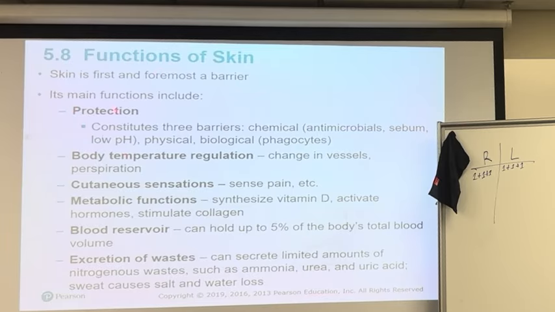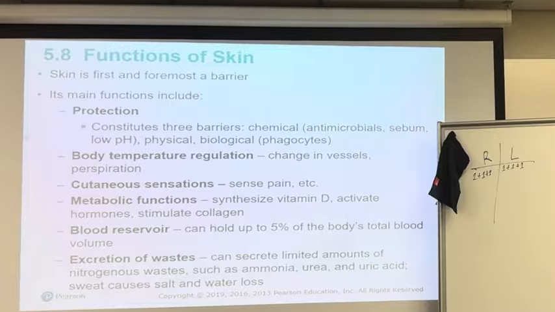So now we all know about the functions of the skin. We know protection and body temperature regulation. Do you know how your skin is associated with body temperature regulation? Because it has all the sweat glands, through the sweat glands, changes in vessels, and perspiration. And what about the cutaneous sensation? For sensation, you have all these touch receptors. And then the metabolic function: the skin can synthesize vitamin D, activate hormones, and stimulate collagen.